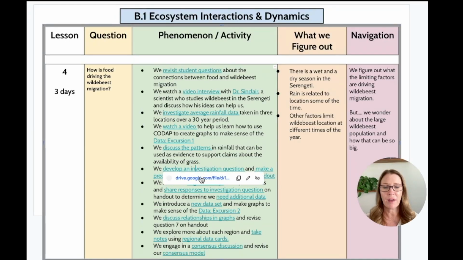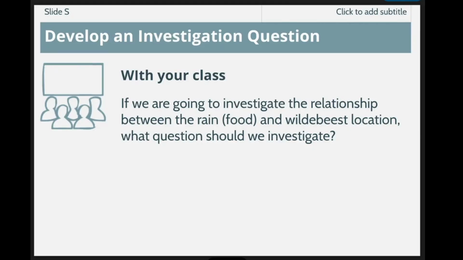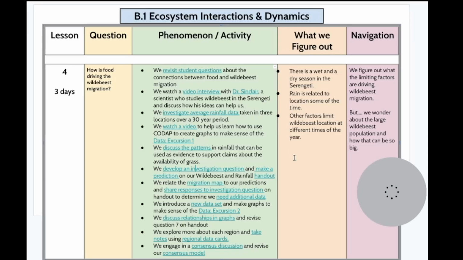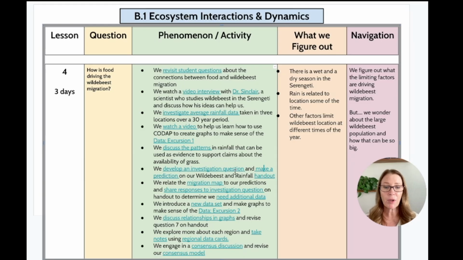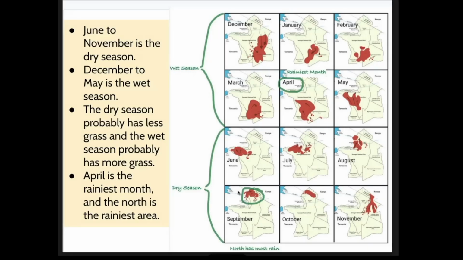So let me show you the slides that go with this. So first, we've got this slide to support in developing an investigation question about the relationship between the rain or the food and the wildebeest location. Then they're going to make a prediction, and the prediction is going to ask them to make a prediction for the month of April. So you can see the 3 different colors are the 3 different locations where we have average monthly rainfall data to look at. So where will the wildebeest be in April? So we make our prediction, we write it on the handout, and then we connect it to the migration map to figure out if we were right or wrong.